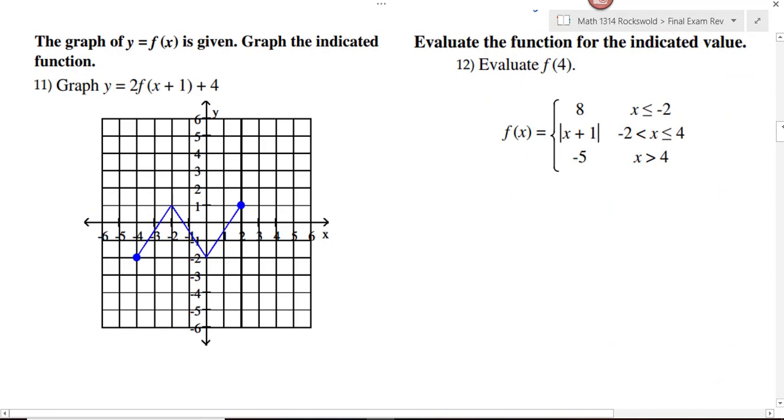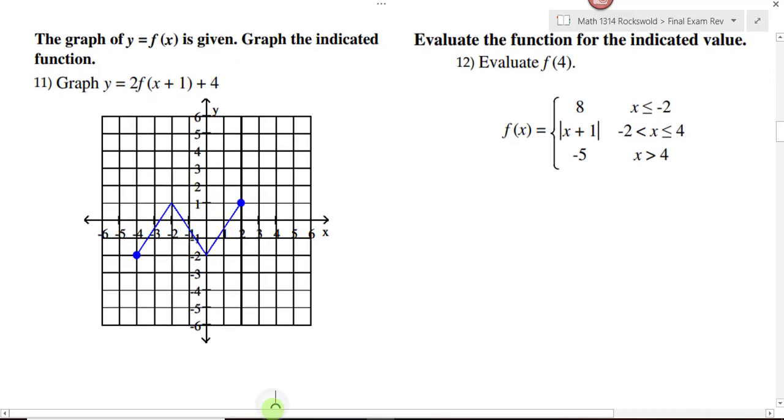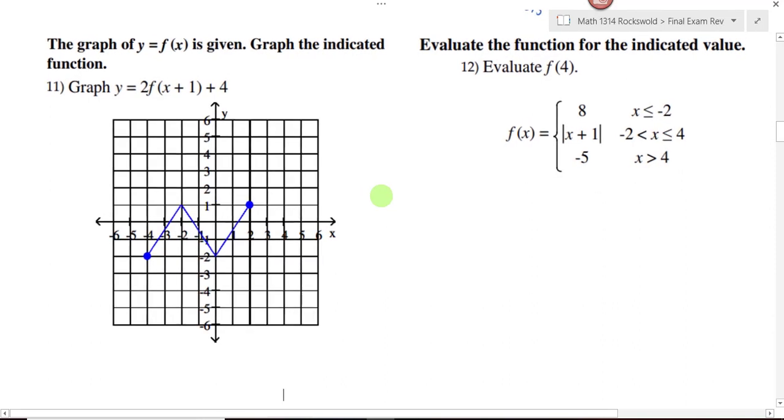On number 11, I'm testing your remembrance of how to graph using transformations. I don't tell you what this function is, if it's a quadratic, cubic, or what. As a matter of fact, it's not. It would be a piecewise function. But what we see is we have a 2 outside of the parent function, an x plus 1, a plus 1 inside the parent function, and a plus 4 outside the parent function.